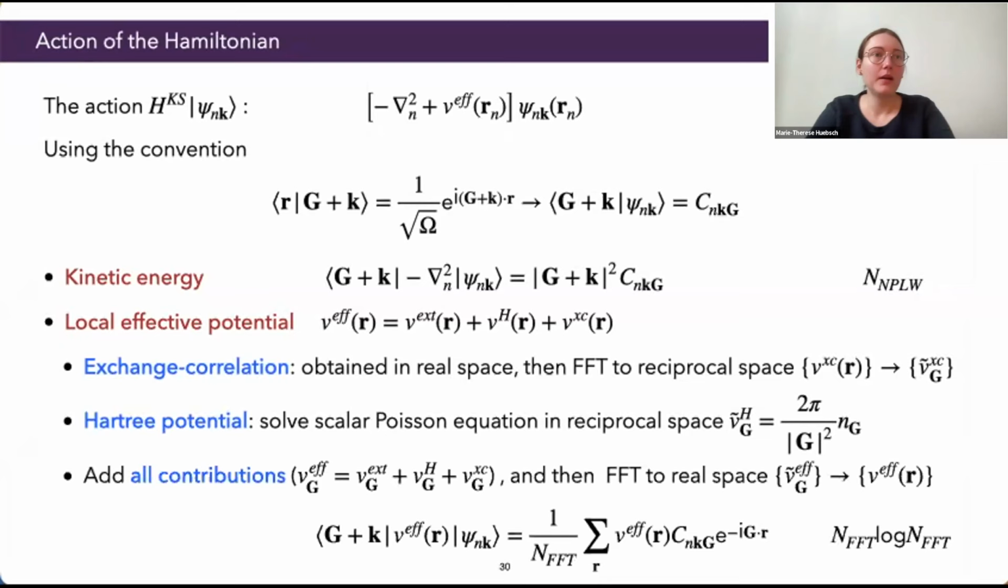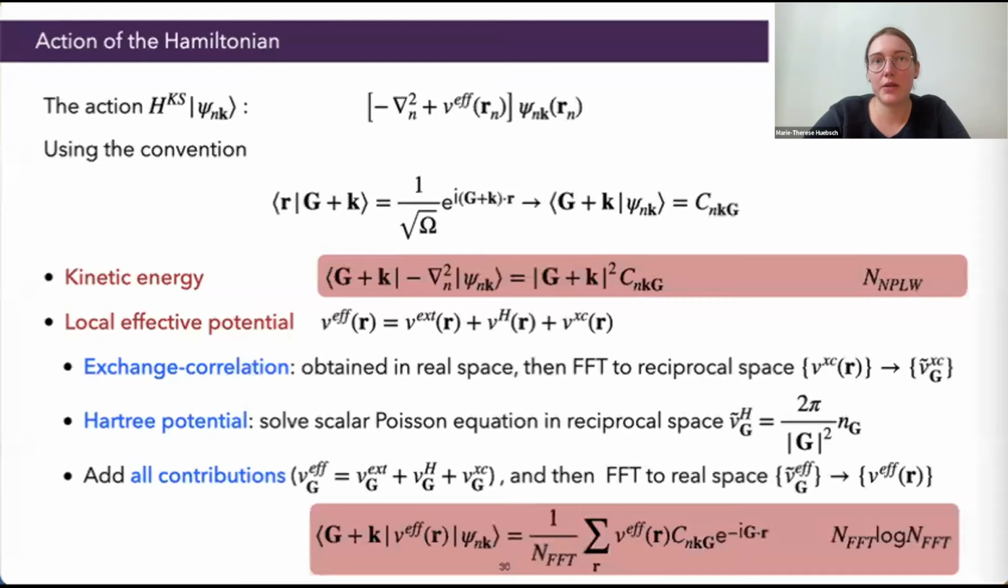Finally, we have to add all contributions and FFT back to real space. Overall, the scaling is NFFT times the logarithm of NFFT. Here, NFFT is the number of grid points on the fine grid. So this is the action of the Kohn-Sham Hamiltonian on a Kohn-Sham orbital in plane wave basis. And this is computed at each SCF cycle.